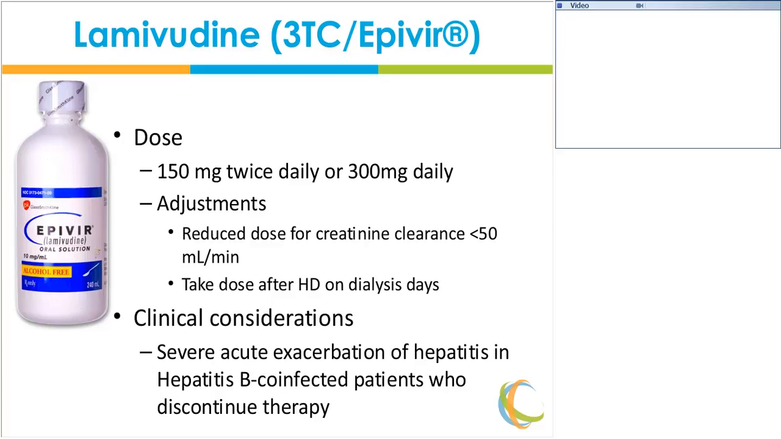Like emtricitabine, it is not only active against HIV, but it is also active against hepatitis B. If a patient is HIV positive, co-infected with hepatitis B, and currently taking lamivudine, abrupt discontinuation can lead to adverse outcomes. If therapy is discontinued, severe acute exacerbations of hepatitis can occur.